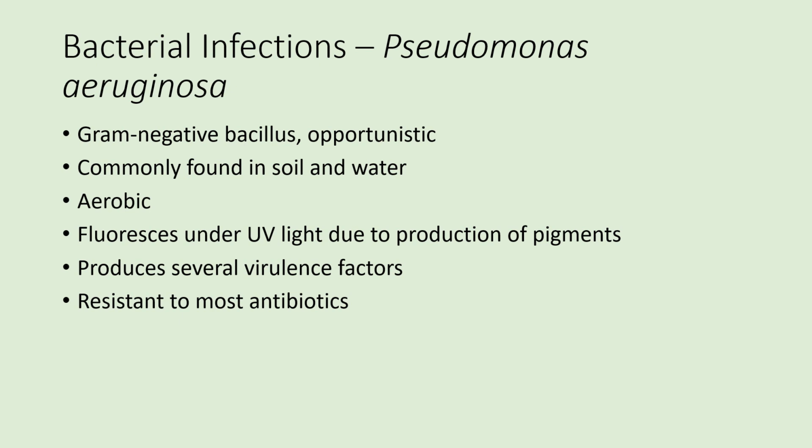Pseudomonas aeruginosa. This is a gram-negative bacteria. It's bacillus shaped, so it's rod shaped. This is an opportunistic organism. It's very commonly found in soil and water. It's one of those ones that in most healthy people, it's not going to cause a problem. However, if you already have an infection, if you have a cut, if you open the door, it's going to take advantage of that.